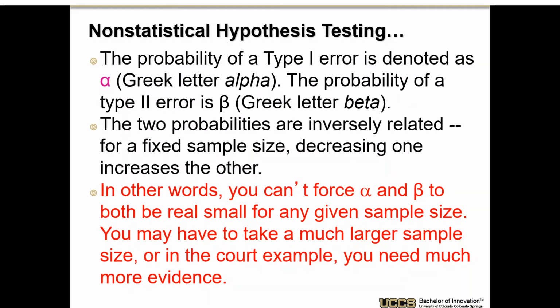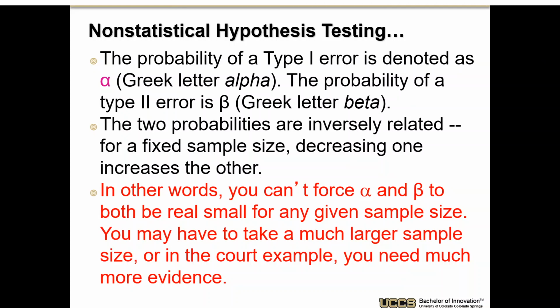These two probabilities are generally, and I should have put inversely there in quotes, inversely related. For a fixed sample size, decreasing one increases the other. Actually, it's non-decreasing. So if I decrease this one, the other may stay the same or get larger, but it never goes down. Right? So there's a monotonic relationship between them, not quite inverse like 1 over x. It's just if one gets larger, the other gets smaller. So there's a trade-off between them. In other words, you can't force both alpha and beta to be really small for any given sample size.